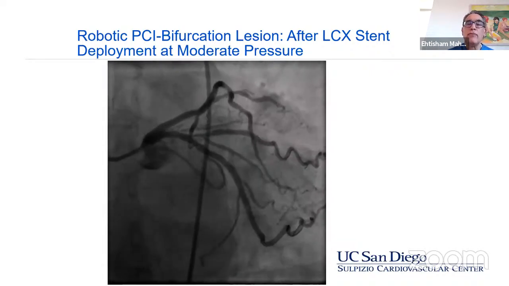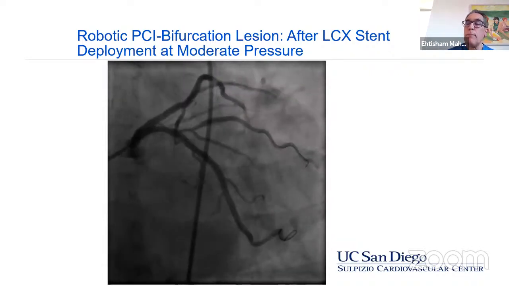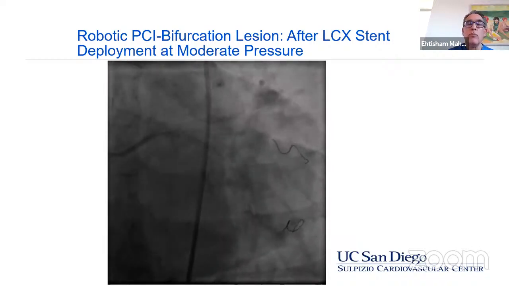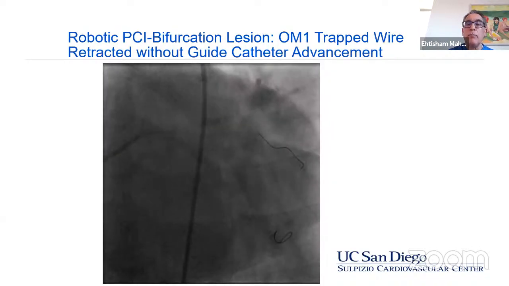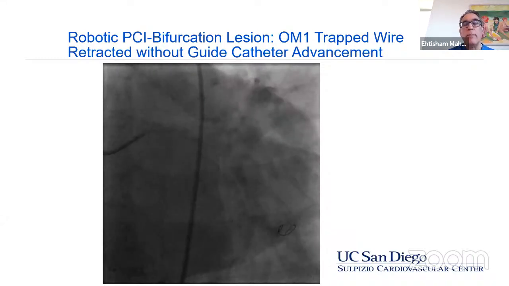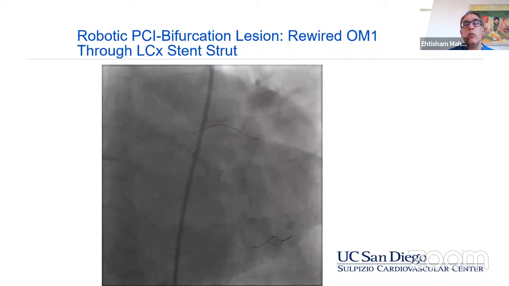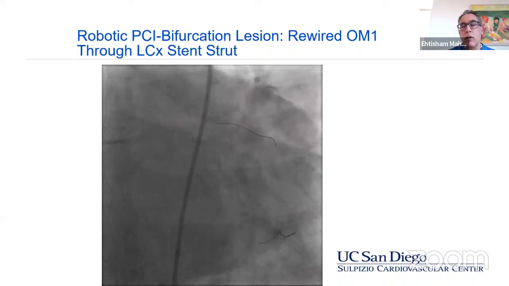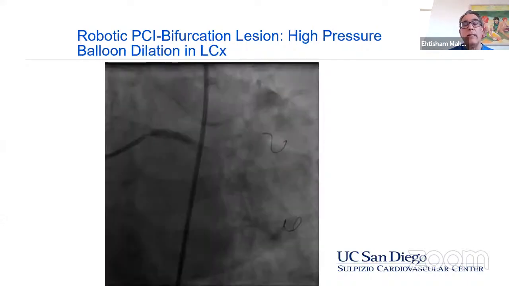So what do I have to do? Remember, the OM wire is trapped behind the stent. So I'm removing it robotically. As I pull that wire back robotically, it sucks the guide in, just as it would happen if you were doing it manually. So you pull that back, and then we re-advance through the stent into the OM, kicked out the guide. We're able to advance the guide back in.